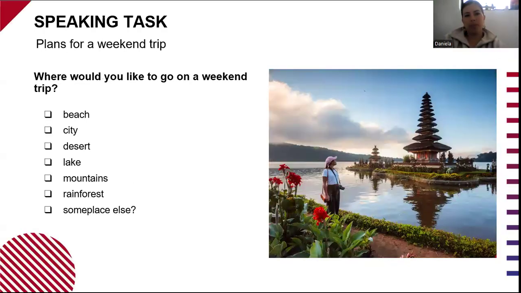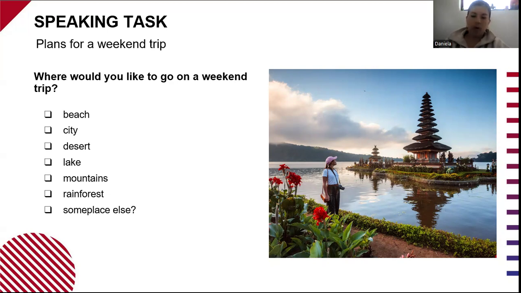And the last thing that we're gonna see, it's, well, the same. Plans for a weekend trip. Well, it's not the same, but let's say that we're planning something together to go on a trip this weekend. So where would you like to go? Like to the beach, to a city, to the desert, a lake, mountains, rainforest, someplace else? Where would you like to go? How would you make this trip? How would you make the trip when you want to go somewhere?